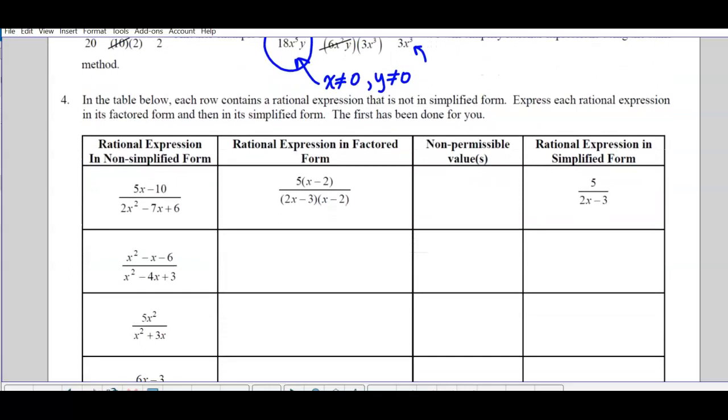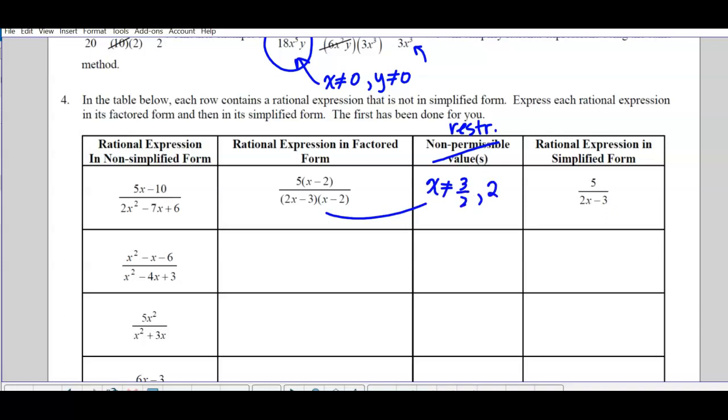Okay, so question 4. Each row contains a rational expression that's not simplified. Express it in factored form and simplified. First one's been done for you. So factor the numerator, factor the denominator. Take a look here, your non-permissible values. We're going to show them as restrictions. Okay, so that's going to be x cannot equal 3/2 and positive 2.